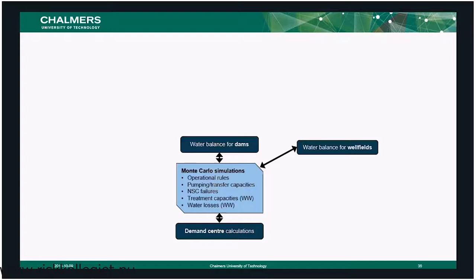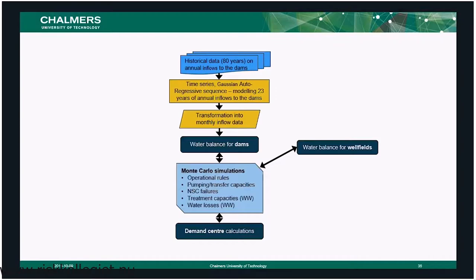So it was about looking at the water balance for dams with respect to a number of different properties in the model, in the system, and also the demand for water and the groundwater aquifers, the well fields. So we used historical data on annual inflows to the dams, and we came up with a way to produce time series for the future based on time series measurements of inflows to these dams, keeping the statistical properties and then generating a lot of possible future inflows and outflows of these dams and working that into the model of the total system.